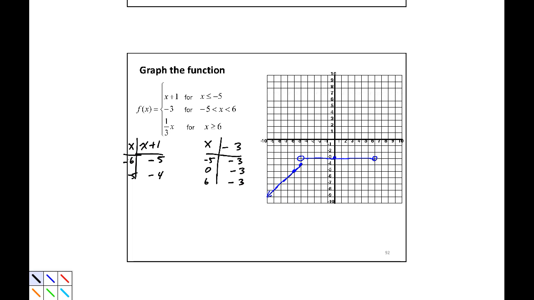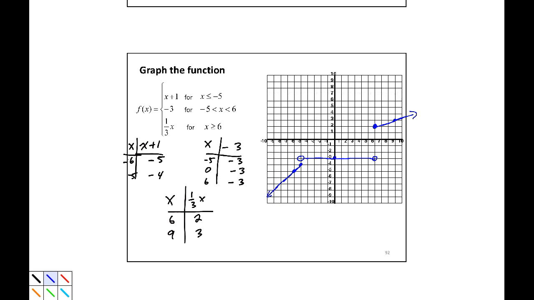Now, making a t-chart for 1/3 x. I'm going to choose values that are multiples of 3 so that I don't have fractions or decimals as my answers. Let's start with, well, my endpoint is 6, so I'm going to use 6 first. And then let's say 9. All right, well, 1/3 of 6 is 2, and 1/3 of 9 is 3. So I'm going to use those points, 6, 2. And this is an equal to, so it should be closed. And then 9, 3. And it appears to continue in that direction, and that is a linear function, so I'm going to connect it in that manner.